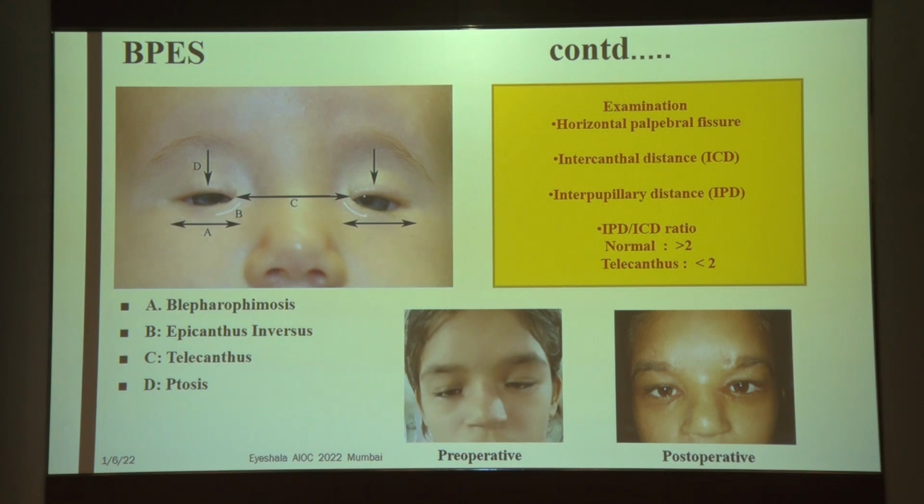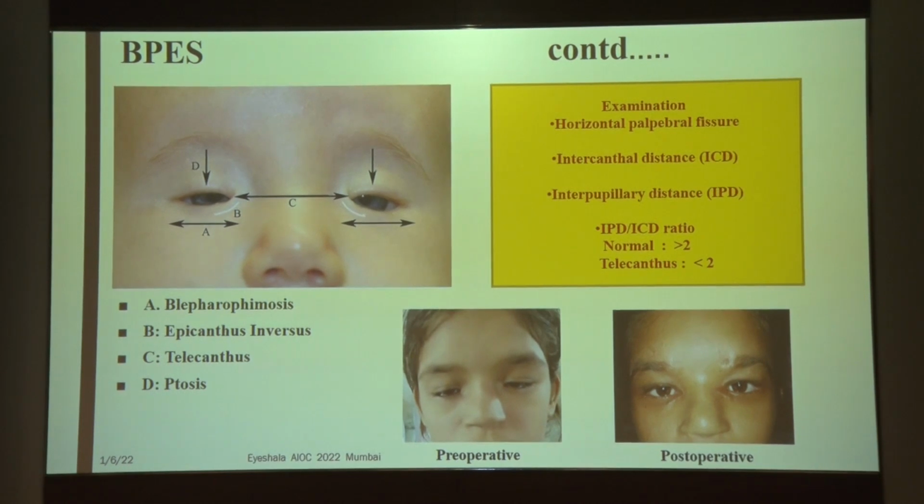So in extra examination, besides the routine ptosis examination, this would be the horizontal palpebral fissure, the intercanthal distance, and the interpupillary distance. Normally, if our interpupillary distance is 60, the intercanthal is less than 30, so that you have a more than 2 ratio of IPD upon ICD. But in telecanthus, your ICD will be more, around 35, 36, and your interpupillary is still the same. So that will give you a less than 2 value, and then you know that it has telecanthus.